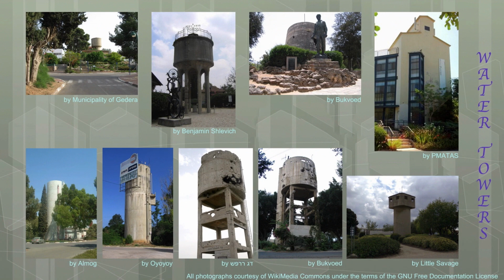Here you see a diverse array of representative water towers in Israel from both early and current times. First, let me point out that all of the photographs were obtained from Wikipedia under the terms of the GNU Free Documentation License. Starting at the upper left-hand corner, they are positioned clockwise in accordance with the founding date of the community. You will see a wide array of uses that these towers have and hear briefly about their local history.